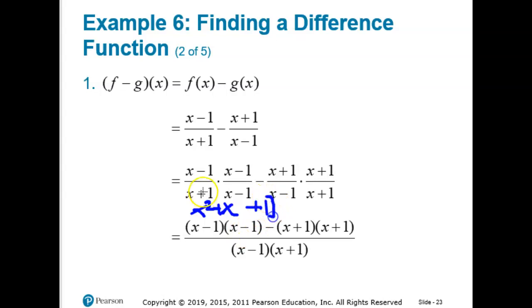Now that stays in parentheses. You're going to subtract the next two multiplied together, and that is, you're going to have an x squared plus 2x, and 1 times 1 is 1.